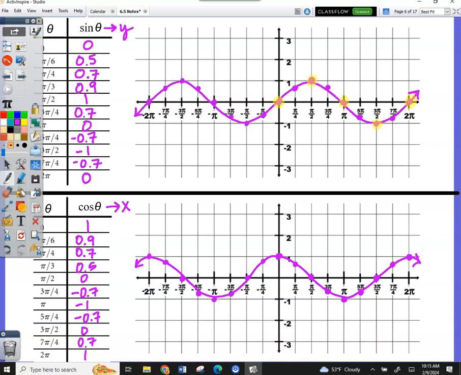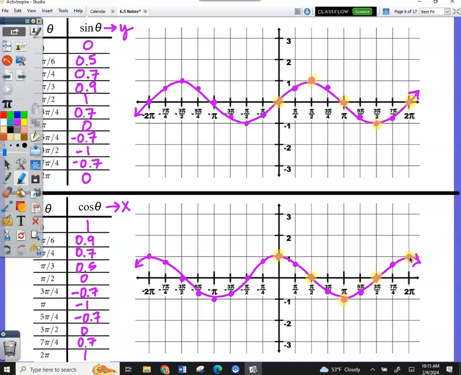Okay, just like in the last graph, we highlighted our quadrantal point values because those are going to be our anchor points. We're going to do the same thing here. Your quadrantal radian measures, you should start knowing these by heart. You've got 0, pi over 2, pi, 3 pi over 2, and 2 pi.